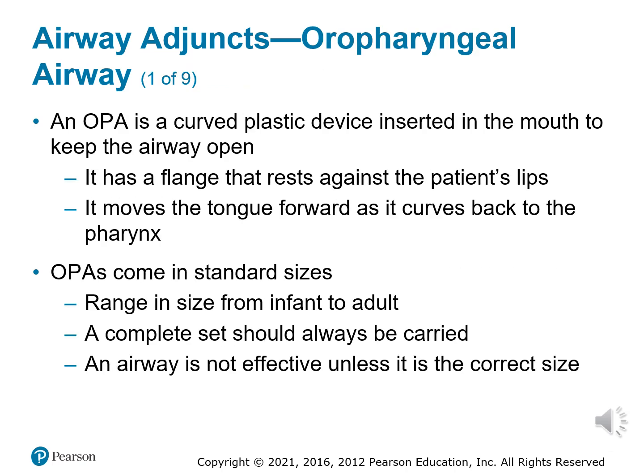Oropharyngeal airways. An OPA is a curved plastic device inserted in the mouth to keep the airway open. It has a flange that rests against the patient's lips. It moves the tongue forward as it curves back to the pharynx. OPAs come in standard sizes. They range in size from infant to adult. A complete set should always be carried. An airway is not effective unless it is the correct size.